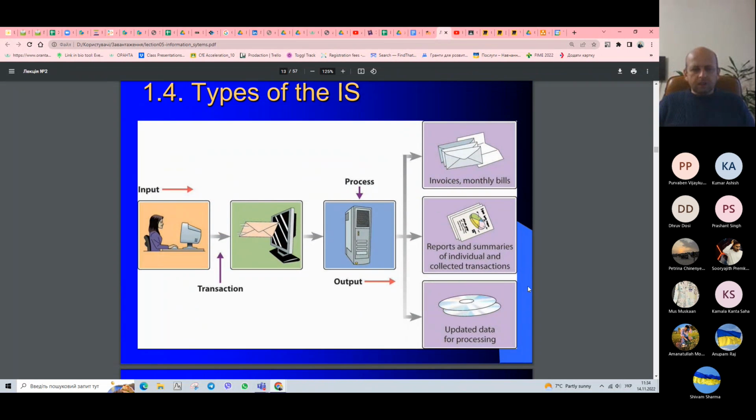Types of information system: a transaction system presents output, for example invoices and monthly bills, reports and summaries of individual and collected transactions, and updates data for processing. At this moment, we can understand that all reports and all updates can be stored not only on disk. Different forms of saving data are present now, and this type of storage can be different.